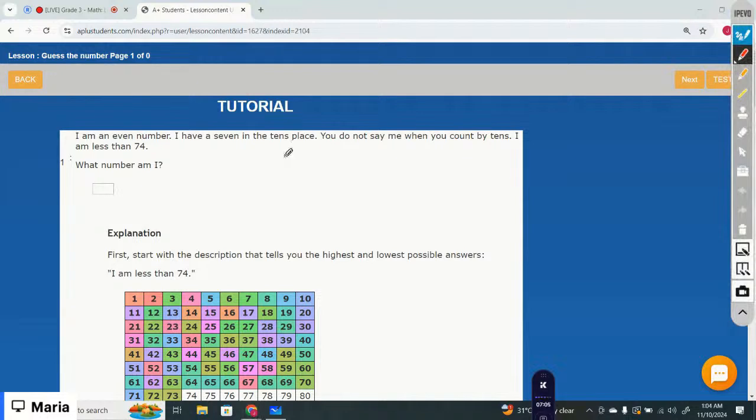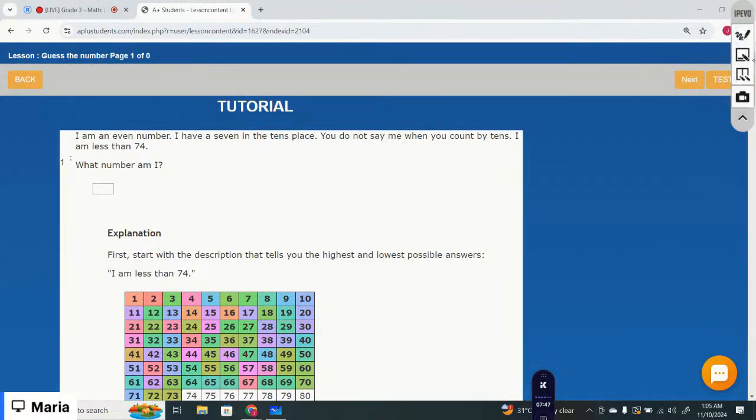70 is not the number because you cannot count it when you count by tens, right? So the numbers you are left with are 71, 72, and 73. You need to find which number it is. These are the three numbers that have 7 at the tens place. You cannot count them when you count by tens, and also they are less than 74, right? You need to find your required number.